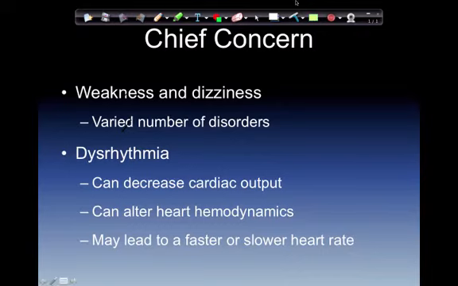So, chief concerns. We generally find a patient that's in hemodynamic compromise, so they have weakness, dizziness, and we can get those symptoms from a variety of disorders. Dysrhythmias can decrease cardiac output, can alter the heart's hemodynamics or its ability to eject blood, and may lead to faster or slower heart rates. So it's kind of a self-perpetuating circle once they get into this. An example of this is, let's say that they were in a tachycardic rhythm, and they were so fast that they weren't perfusing their heart enough. Well, eventually they could go to a bradycardic rhythm or go into full arrest.